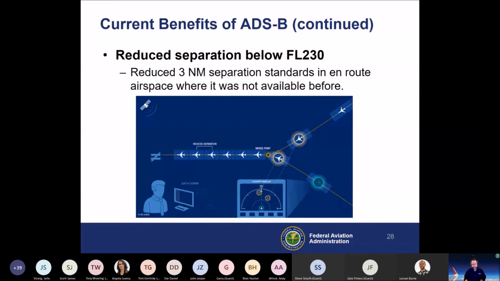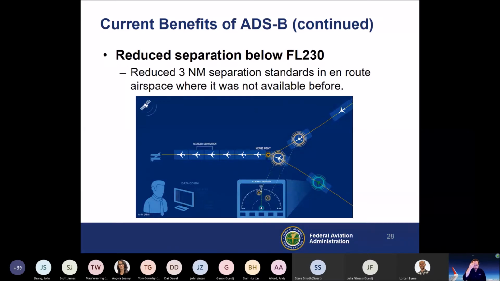One of the things that you can do when you have this closer separation standard is that the conflict alerting in automation, which says when there is a conflict, will produce fewer nuisance alerts. And when a resolution is proposed by the conflict alert algorithm, it is more efficient in the way it can get those aircraft back on track. So there's significant cost savings and better use of airspace when we're able to use ADS-B in this way.